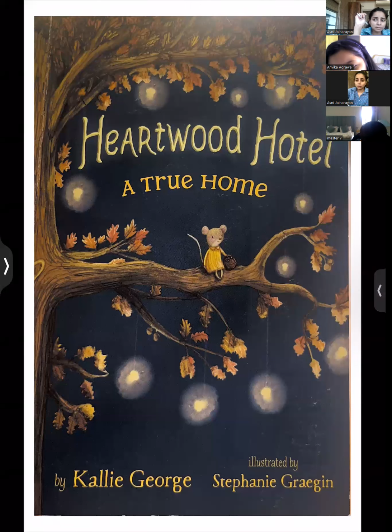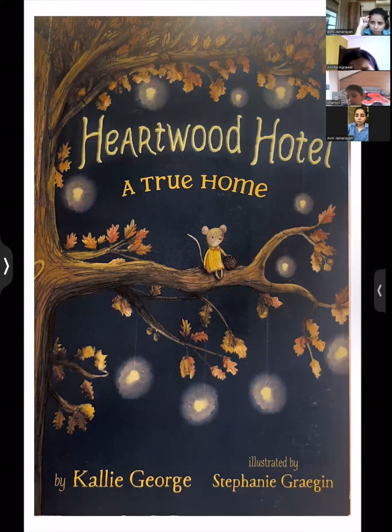But I will ask Shamoil. Shamoil, why do you think I see two headings there? The first one is Heartwood Hotel and the other one is A True Home. Ma'am, maybe there must be different books of the same series, like the Heartwood Hotel. There must be A True Home, and then maybe there would be different stories of the same book title. Correct? Yeah, like different A True Home, or maybe there would be something else, but by the same series, Heartwood Hotel.